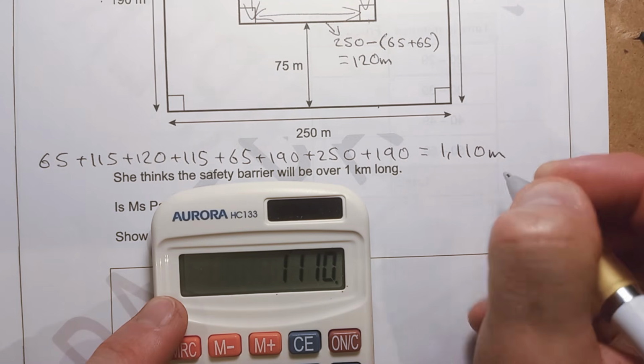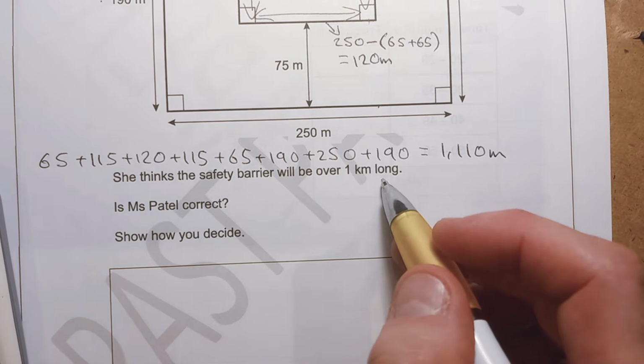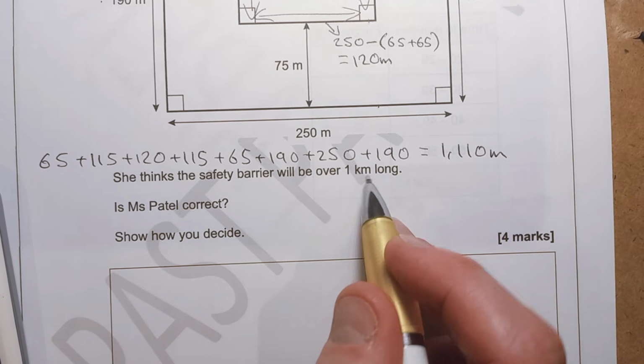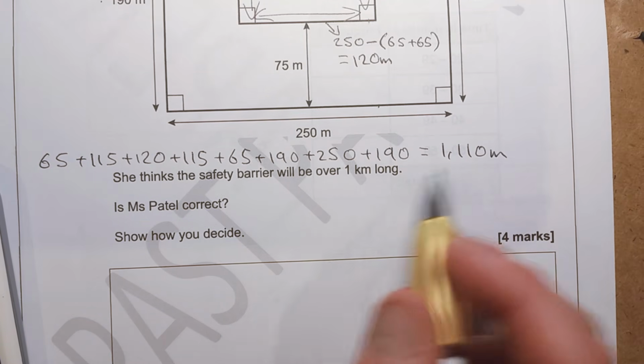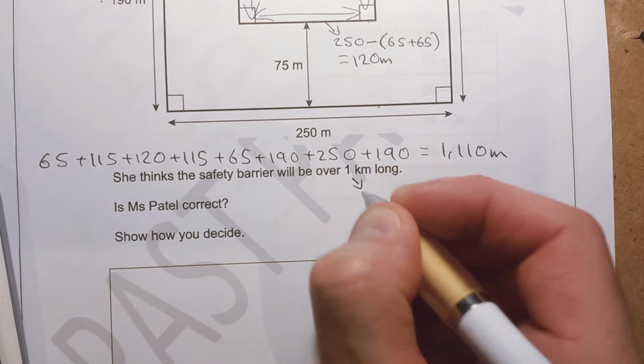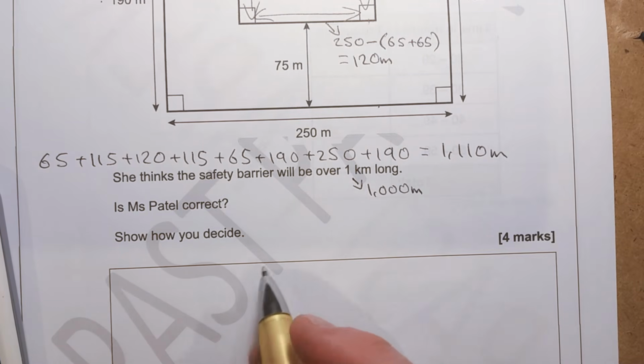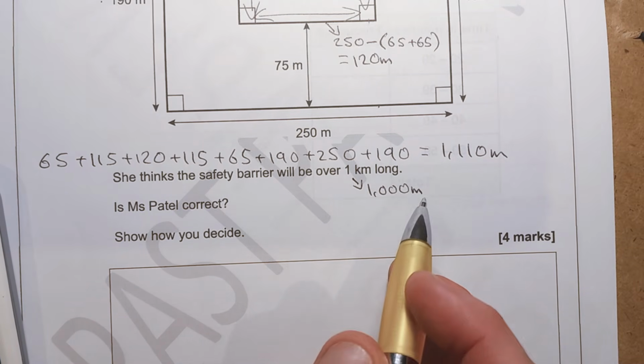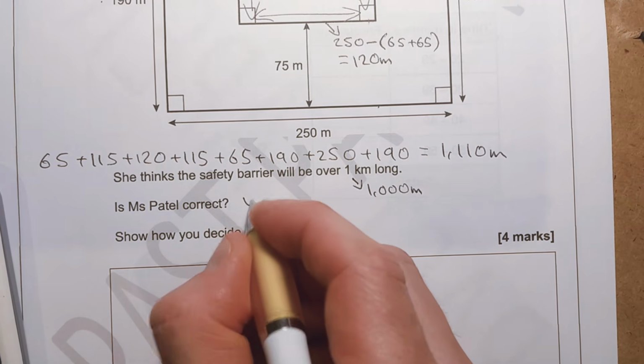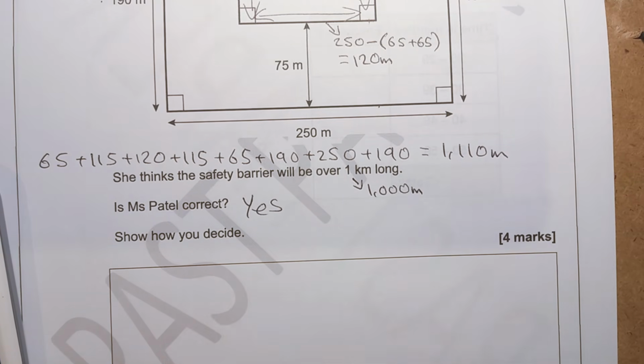1,110 metres. Now, to show that we're comparing it, we can't just say, oh yes, that's longer than that. We have to convert this into the same units. So we have to say, well, 1 kilometre is 1,000 metres. She thinks the barrier will be over 1,000 metres. Is Ms. Patel correct? Yes, she is.